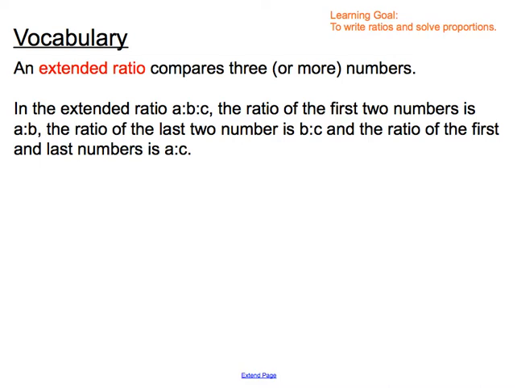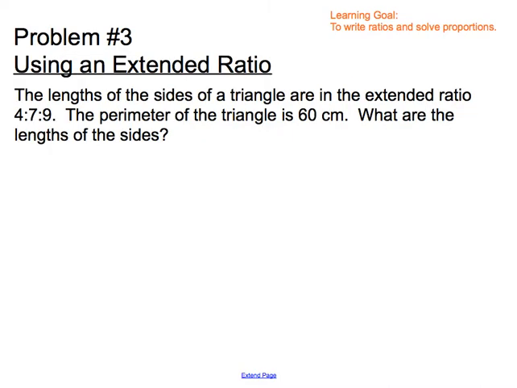So we have an extended ratio, a to b to c, and we say that the ratio of the first two numbers is A to B, the ratio of the last two numbers is B to C, and the ratio of the first and last numbers is A to C. So occasionally we'll see problems like problem number 3.